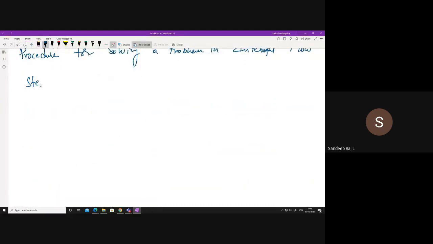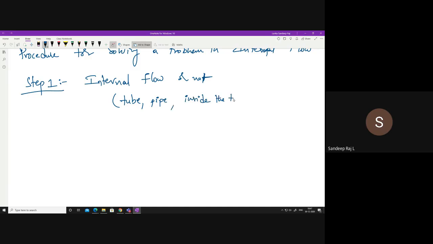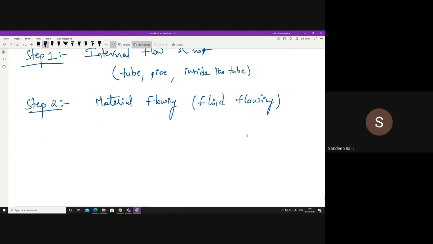So first step, find out whether it is internal flow or not. How do you find it out? You will find words like tube, pipe, inside the tube. Using those words, you will understand whether it is internal flow or external flow. Next step is to find out the material, the fluid flowing. Only fluids flow. So you have to find that out in step two.